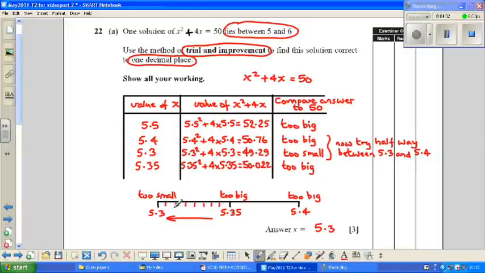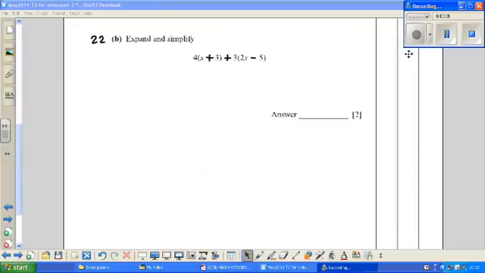5.34 rounds down to 5.3 to 1 decimal place. So any of those answers will all round to 5.3 to 1 decimal place. So our answer is 5.3.